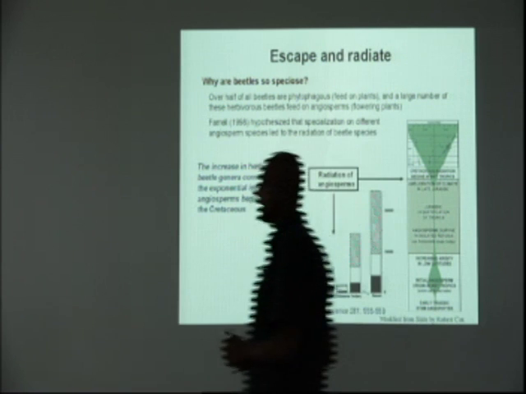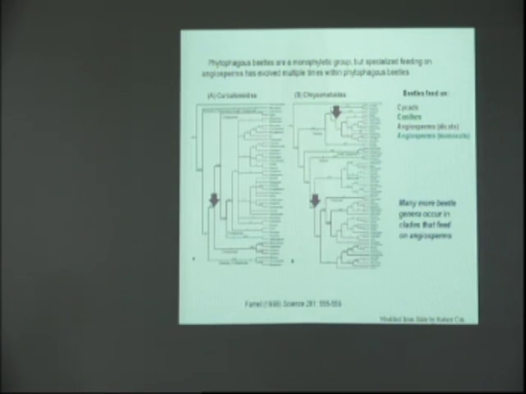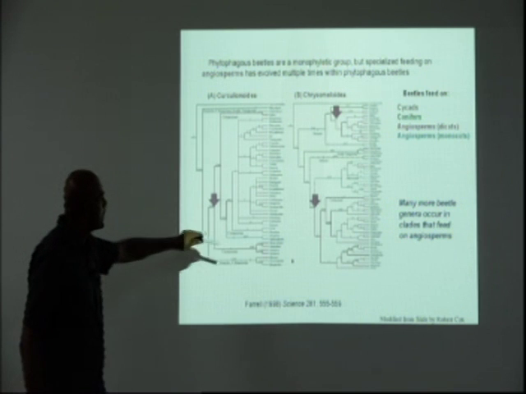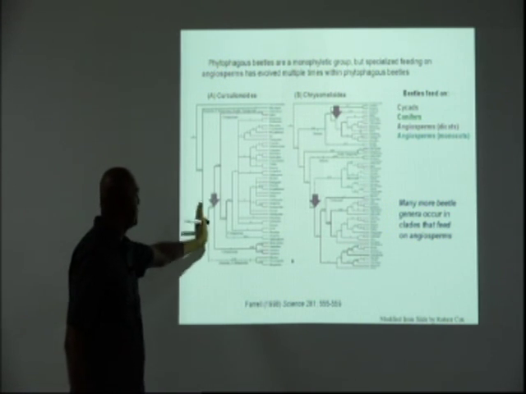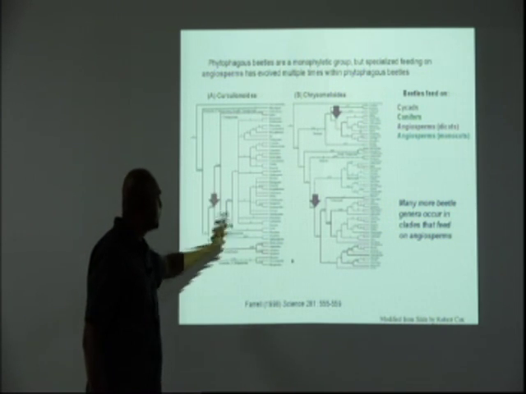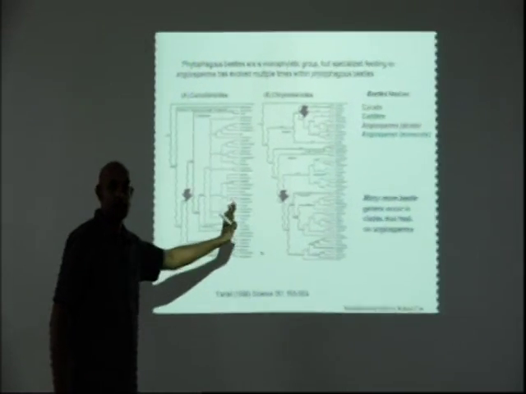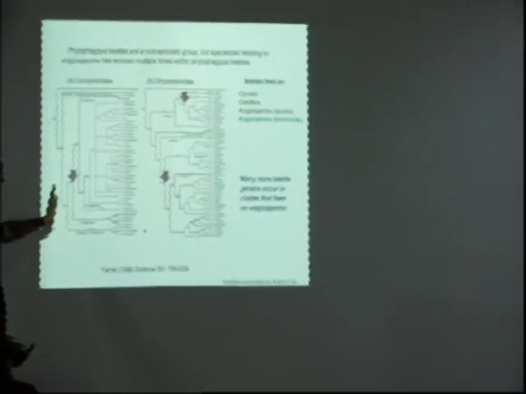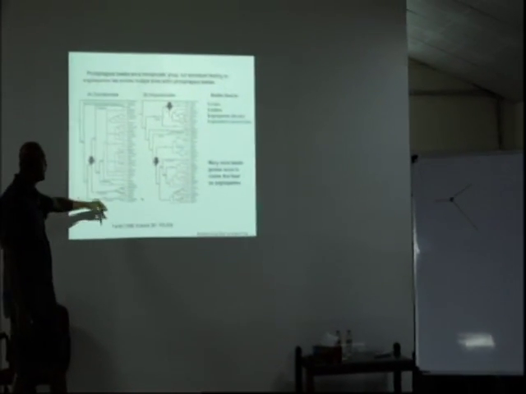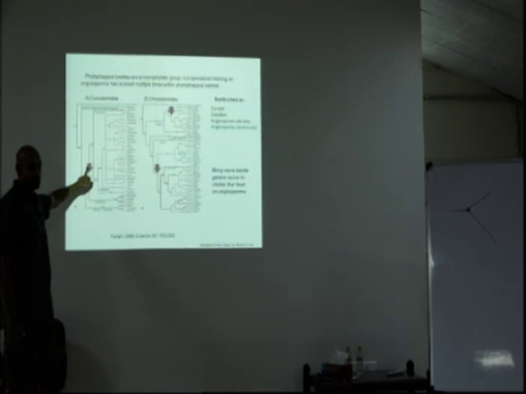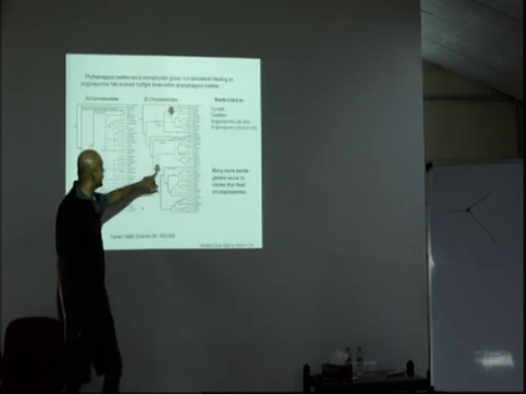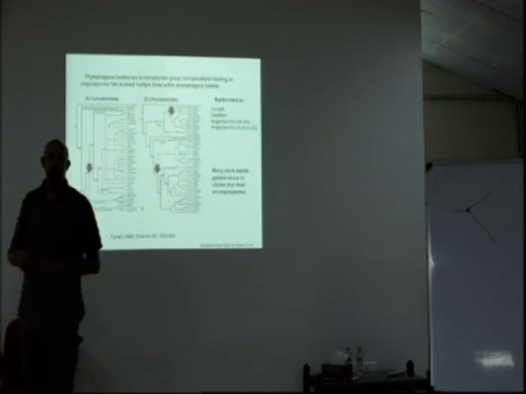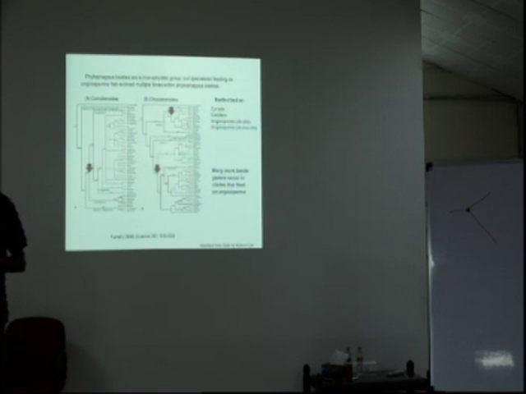So people have done that and people have done even more complex analysis. And this is not the data about predatory versus ambivalent groups, but here they're looking at beetle groups which have switched from only feeding on the first group to flowering plants. When they switch to flowering plants, it happened once here, once here, once here. In most of these cases, you get an increase in diversification, most likely an increase in speciation.